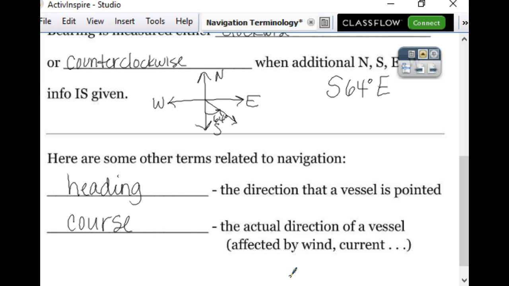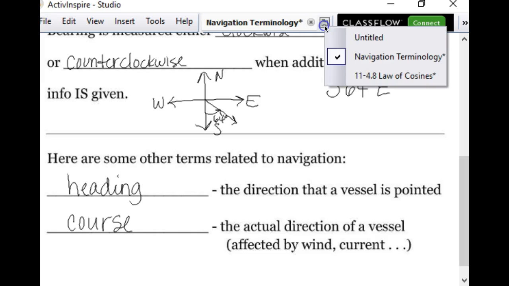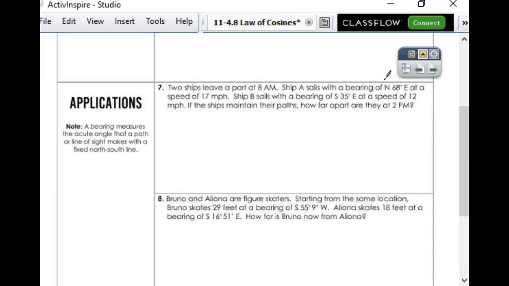All right. So on your notes from yesterday, number 7, two ships leave a port. Ship A sails with the bearing of north 68 east at a speed of 17 miles per hour. B sails with the bearing south 35 east at a speed of 12 miles per hour. If the ships maintain paths, how far are they at 2 p.m.? Okay, so first of all, they leave from the same place, right here.